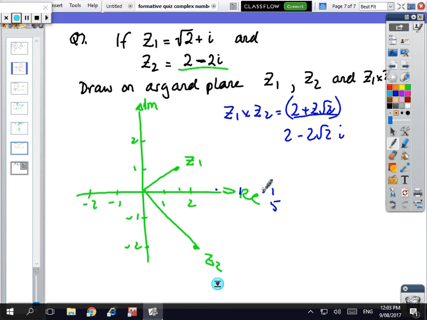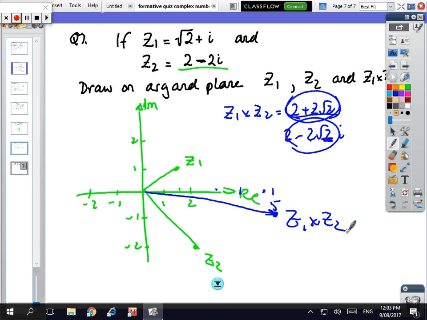And then that's 1.4 times 2 is 2.8. 2 minus 2.8 is minus. So we're down somewhere down here. So just work out a decimal equivalent, and that would be about Z1 times Z2. Okay, that's a cross-section of what you could be expected to do.